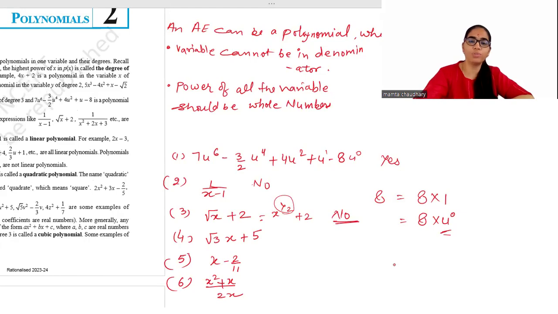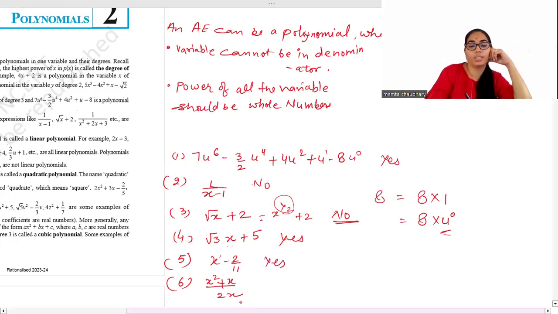Okay, now let's move to the next one, the fourth one. Here root is with 3 only. We will not check constant numbers; they can be anything. We will check the variable only. Now x raised to power 1. No power means 1. So power 1, and here we don't have any variable in the denominator. It means whichever variable we have is in the numerator with power as a whole number. So this one is a polynomial. Clear? Now x minus 2 by 11. 2 by 11 is totally constant. Leave it. You need to see only the variable and its power. The variable is x, its power is nothing, that is 1. So this is also a linear polynomial.